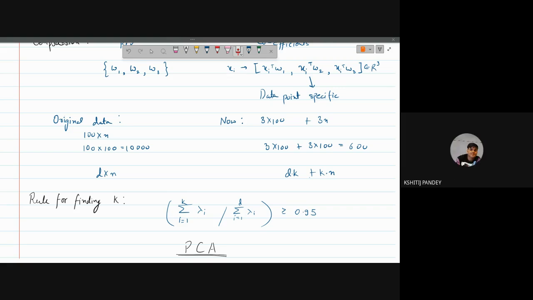Okay. So now we have concluded how compression is happening, and the last thing is what are we learning? So what are we learning with these W's? We are learning the direction in which there is most variance in the data. We are learning 3 directions that capture most of the variance of the data. Yeah. So that's what we are learning.